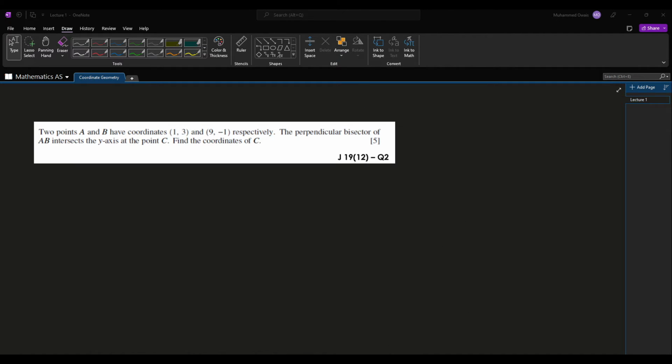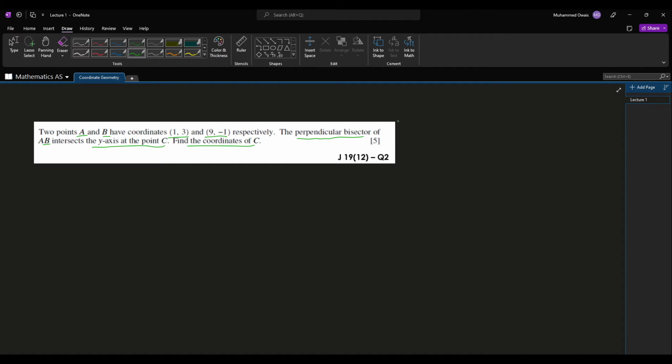Now then, here we have another question. It says two points A and B have coordinates (1, 3) and (9, minus 1). Basically, there are two points that have coordinates (1, 3) and (9, minus 1). A has the coordinates (1, 3) and B has the coordinates (9, minus 1). They always give coordinates in the order that they have mentioned. Now it says the perpendicular bisector of AB intersects the y-axis at the point C.